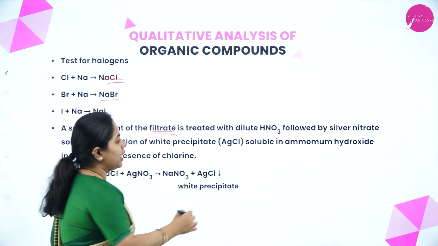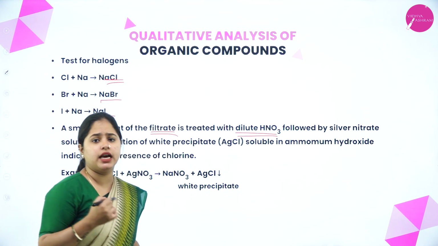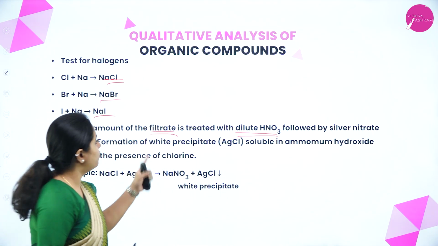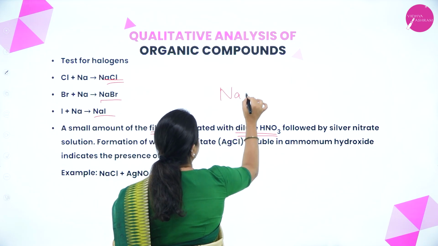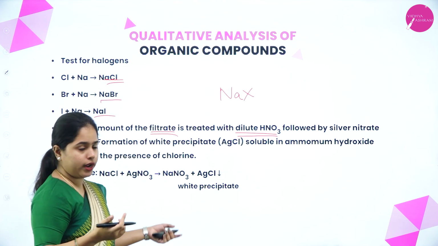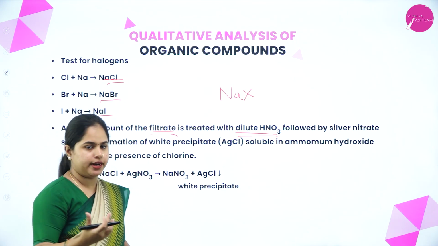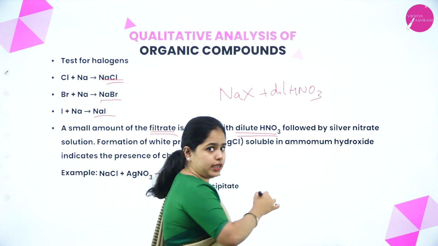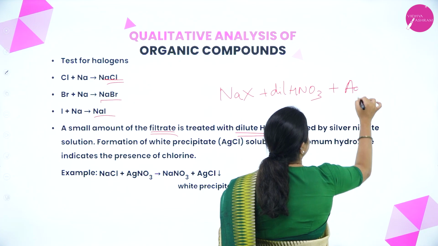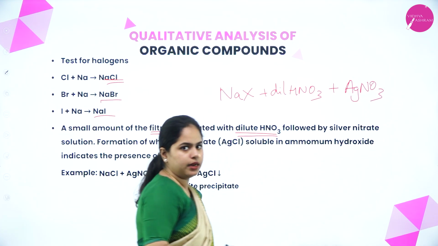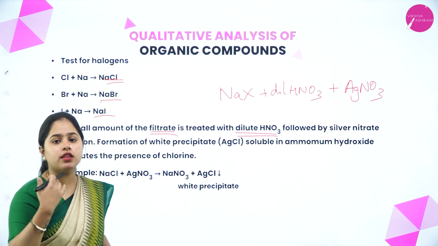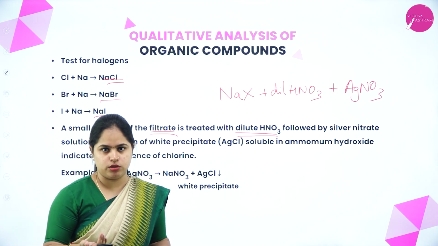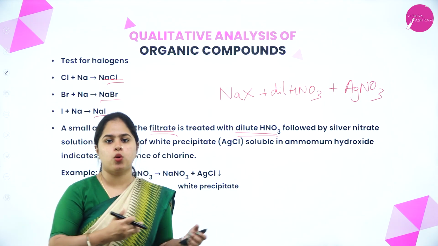It is treated with dilute nitric acid followed by silver nitrate solution. So whichever halogen is there, sodium chloride, sodium bromide or sodium iodide, that is the filtrate, and then we add dilute HNO3 first, that is dilute nitric acid, followed by silver nitrate, and we get a precipitate. Now based on the color of the precipitate and the characteristic of the precipitate in ammonia solution, we will be able to detect whether it is chlorine, bromine or iodine.